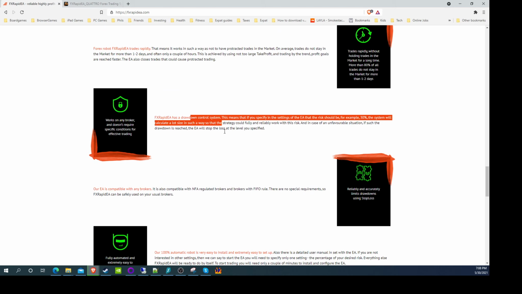It has a drawdown control system. This means that if you specify in the settings of the EA that the risk should be, for example, 30%, the system will calculate a lot size in such a way so that the strategy could fully and reliably work with this risk. And in case of an unfavorable situation, if such drawdown is reached, the EA will stop the loss at the level you specified.